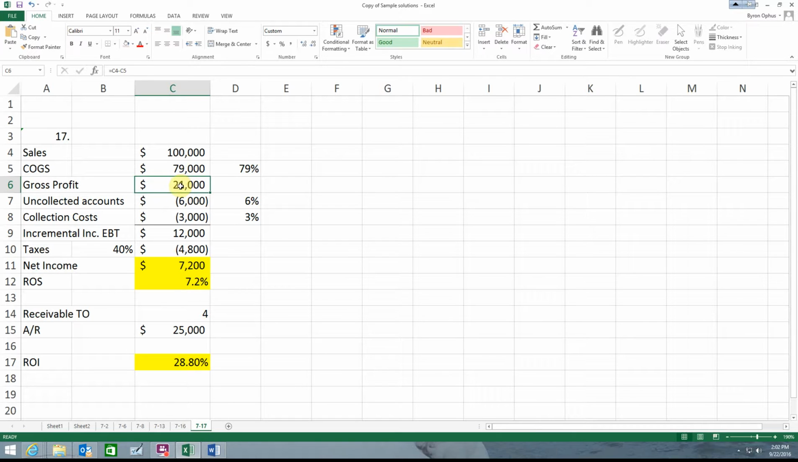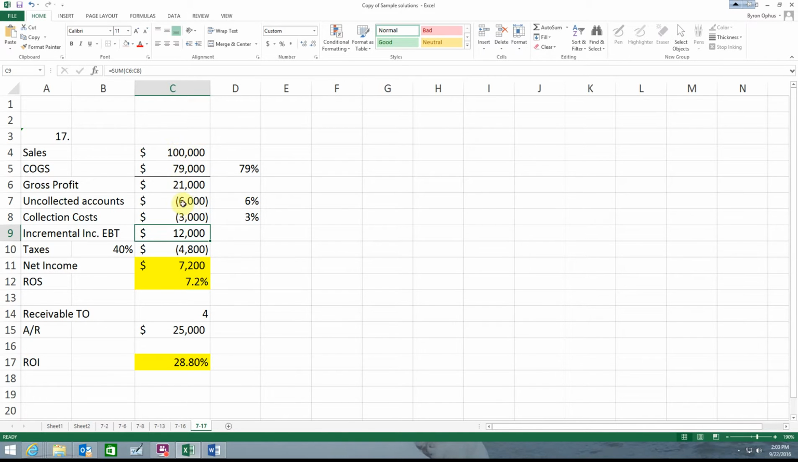And so after that, I have to calculate the other things. I'm going to have some accounts that are uncollectible at 6%, and I'm going to have additional collection costs of 3%. So keep in mind that these are based on the sales figures. It's 6% of the sales will be uncollectible. It's 3% of the sales that will be my collection costs. So in this case, I'm going to put these in as a negative number, okay? Times again my sales, and minus my 3% times my sales, okay?